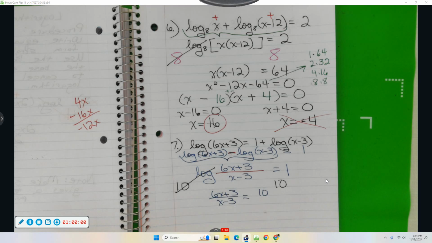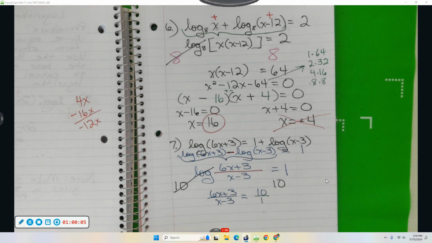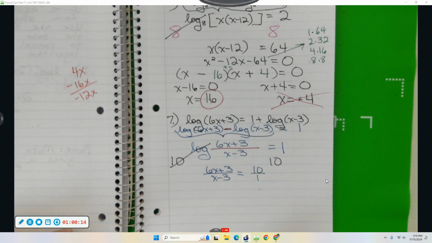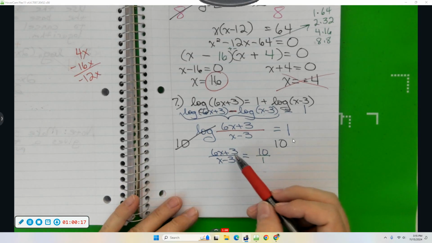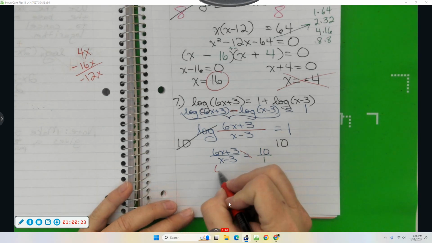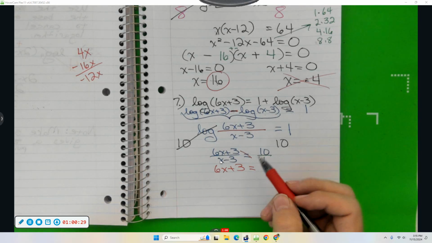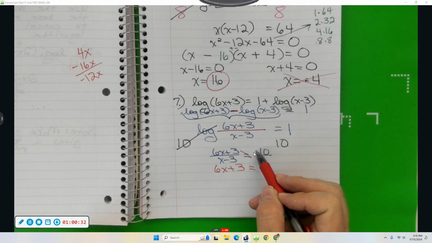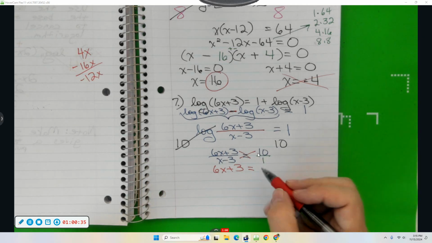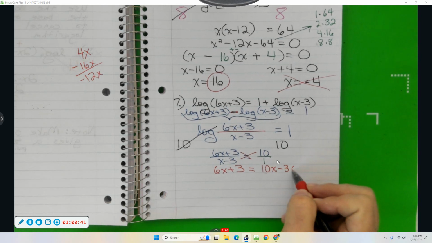I'm gonna see if y'all can tell what I'm about to do. I'm gonna think of that 10 as a 10 over 1. What do you think I'm gonna do to solve this equation? Okay, so cross multiply. 6x plus 3 times 1 just stays as 6x plus 3 equals, I'm running out of room, so we're going to do this distribution in our head. 10 times x minus 3, what's that going to give me? Good, 10x minus 30.